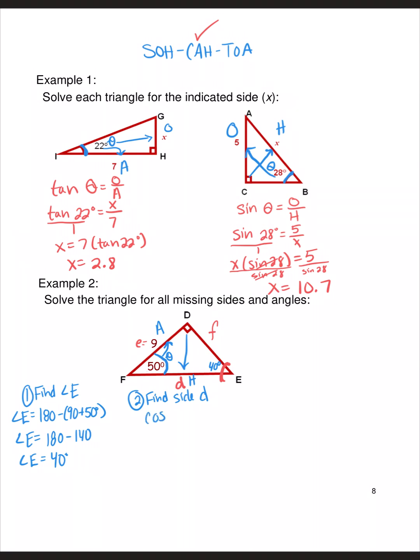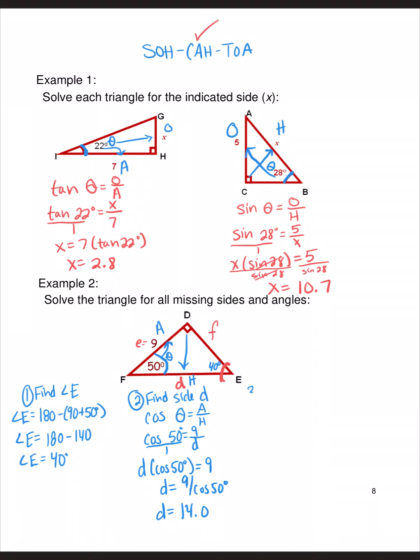So the cosine of theta is equal to my adjacent side over my hypotenuse. Then we'll plug in our information. Theta is 50 degrees, our adjacent side is 9, and our hypotenuse, I'm going to use lowercase d to represent. I'm going to put that over 1 and cross multiply. So d times the cosine of 50 degrees is equal to 9 times 1, which is 9. Then I'm going to divide by the cosine of 50 to isolate d. You should get that d is equal to 14.0. No units on this one.